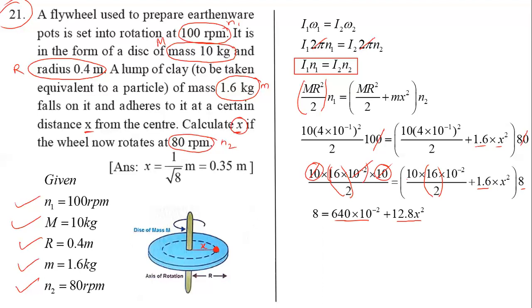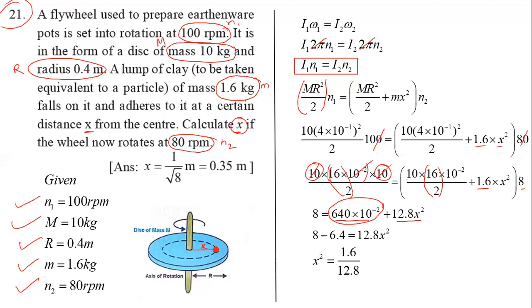Now in this equation, 640 into 10 raised to minus 2 is equivalent to 6.4. So we can write 8 minus 6.4 is equal to 12.8 into x². 8 minus 6.4 is coming 1.6. So 1.6 is equal to 12.8 x².